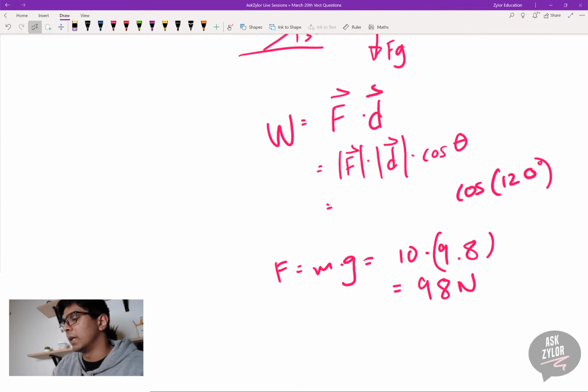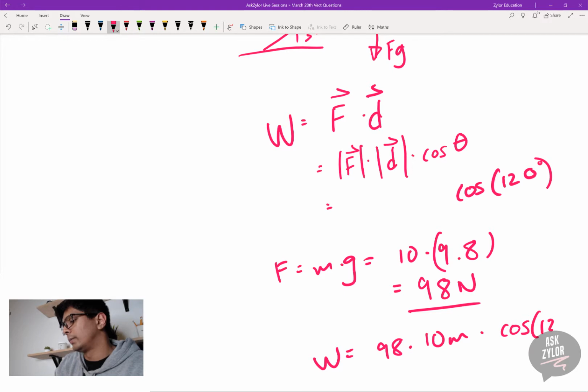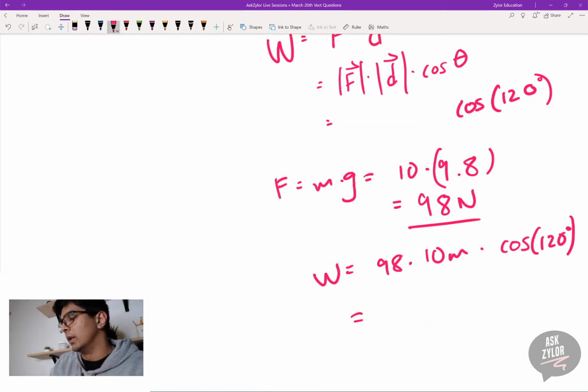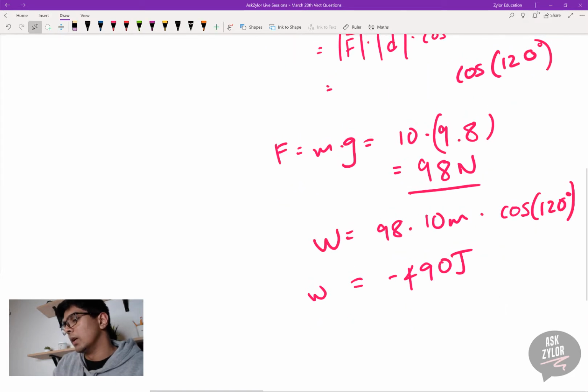So I'm going to plug it back into my work equation. So work is equal to force, which is 98, times 10 meters times cos 120. Then I'm going to go ahead and plug all the values in to give me negative 490 joules of work. So how much work does gravity do? It does negative 490 joules.